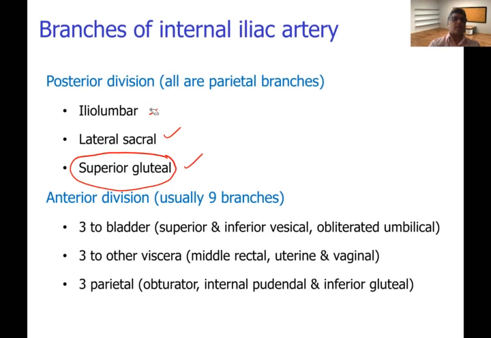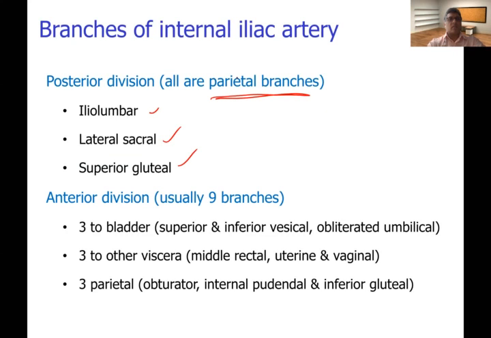Now, all these branches supply the lateral wall of the pelvis or the gluteal region. None of these three branches coming from the posterior division will supply any of the visceral organs. Therefore, all these branches are called parietal branches. Okay, they are all parietal branches.